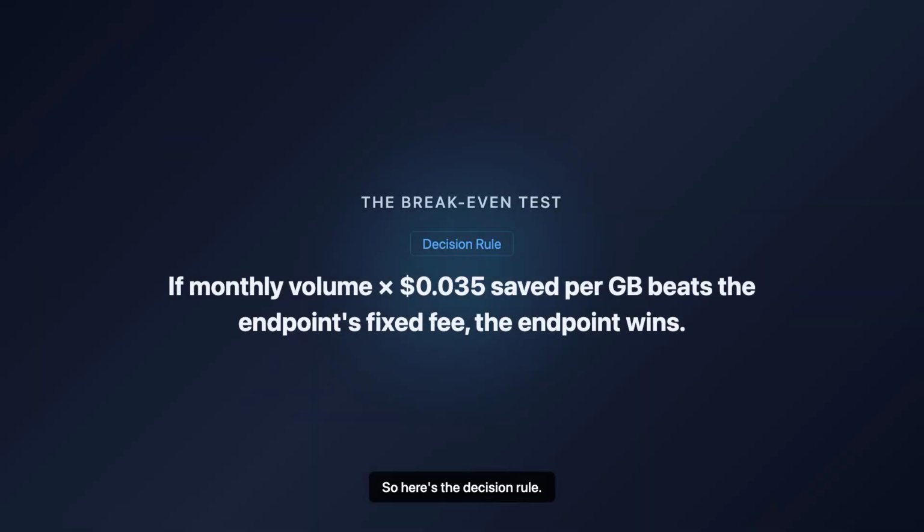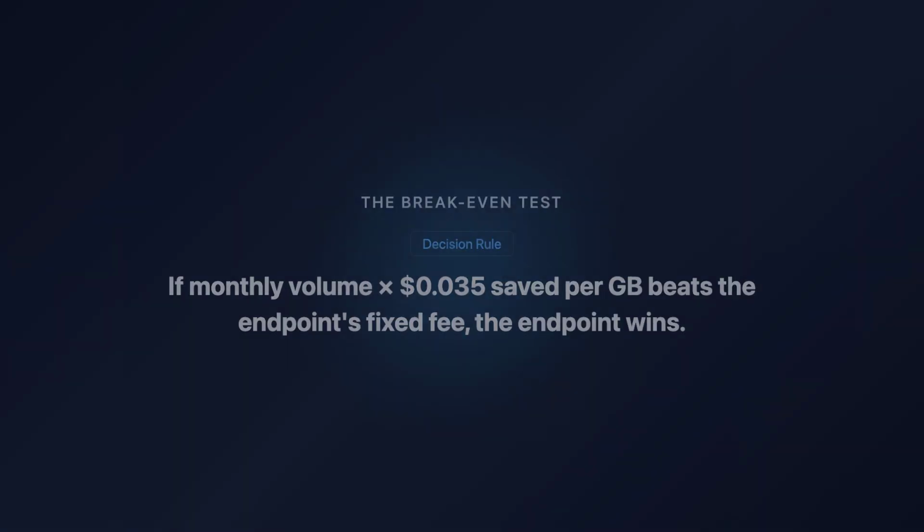So here's the decision rule. The interface endpoint saves you 3.5 cents on every gigabyte, the gap between 4.5 cents and 1 cent. Multiply that by your monthly volume. If the result clears the endpoint's fixed monthly fee, the endpoint wins. In practice, once you're pushing a few hundred gigabytes a month to a given service, the interface endpoint pays for itself and keeps saving from there.